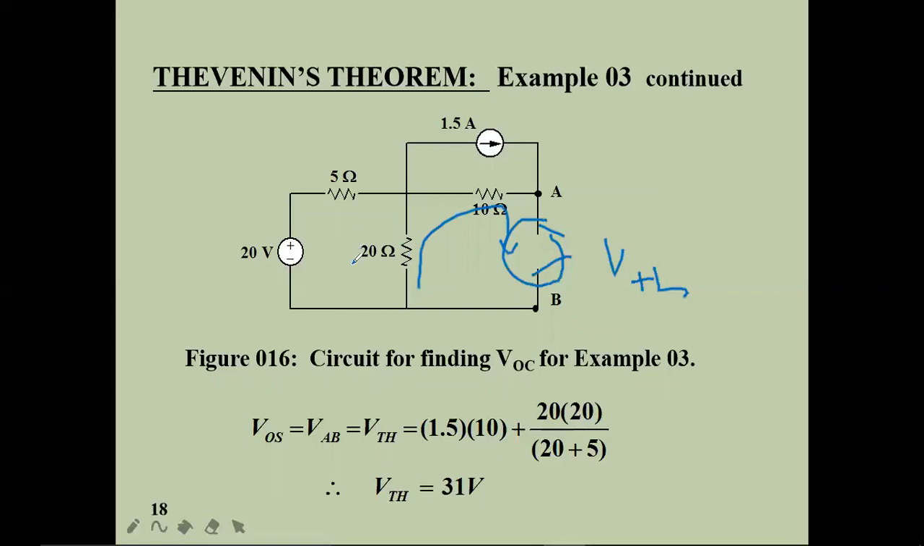What is the VDR rule? Total voltage multiplied by the 20 ohms, divided by the total resistance, 20 plus 25. Then you will get the voltage drop across the 20 ohm resistor. Then there is the other one, the 10 ohm resistor.